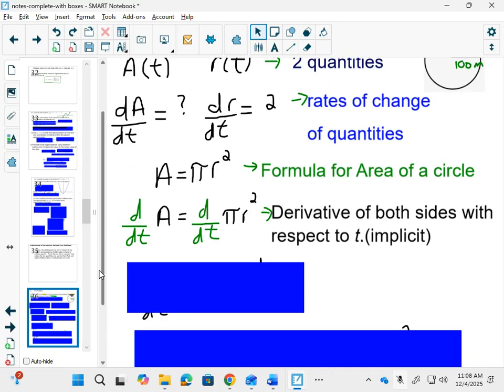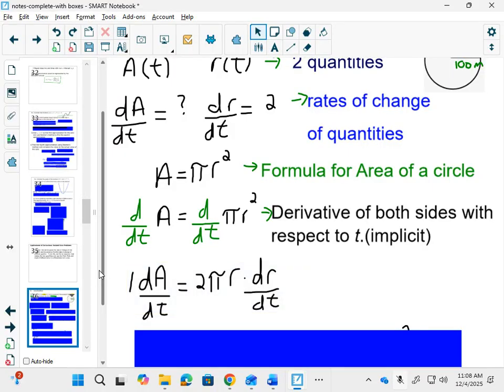How do we do implicit differentiation? Well, if A was a function of time, what's the derivative of A? It would just be 1, and then you would get dA/dt. What's the derivative of r squared? Well, you would put the 2 out in front, subtract 1 from the exponent, then what's the derivative of r? dr/dt. This is basic implicit differentiation, except instead of using variables like y and x, we've got t's and A's and r's in our equation.